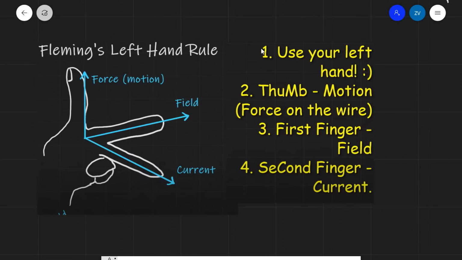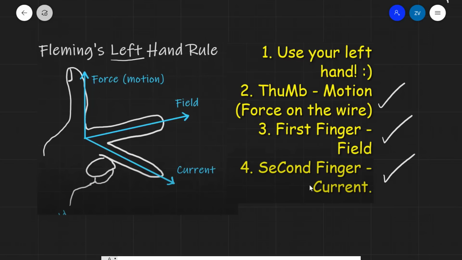First off, I know it sounds really obvious, but it's really important that we use our left hand for this rule. So we're going to use our left hand. The force in our BIL equation is given by our thumb. So the thumb gives us the motion or the force on the wire. Our first finger, also known as our index finger, gives us the direction of the field, and our second finger gives us the direction of the current.